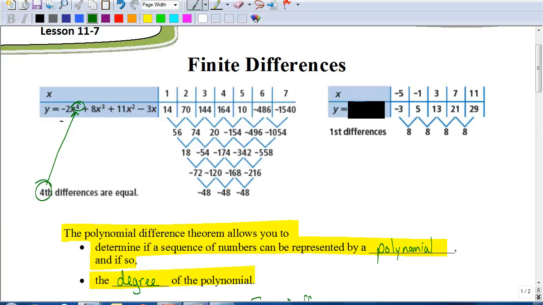Let's look at the next one here. They did this one for us. 5 minus negative 3 is 8. 13 minus 5 is 8. 21 minus 13 is 8. 29 minus 21 is 8. Sure enough, our first differences are all equal, and if you look at the actual equation, it is a first degree polynomial. That's what this would have found.